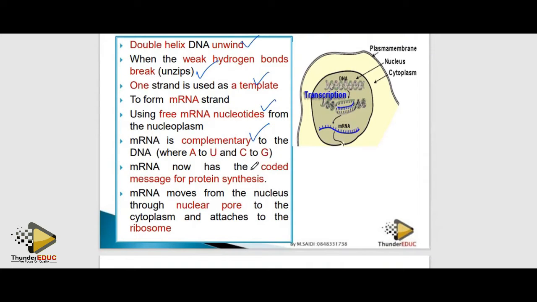The messenger RNA now has the coded message for protein synthesis, and then it moves out of the nucleus via the nuclear pore and goes to the ribosome where it attaches itself. So you get the marks, get all the marks. The reason why this book is in different colors is so that you know exactly where the marking point is.